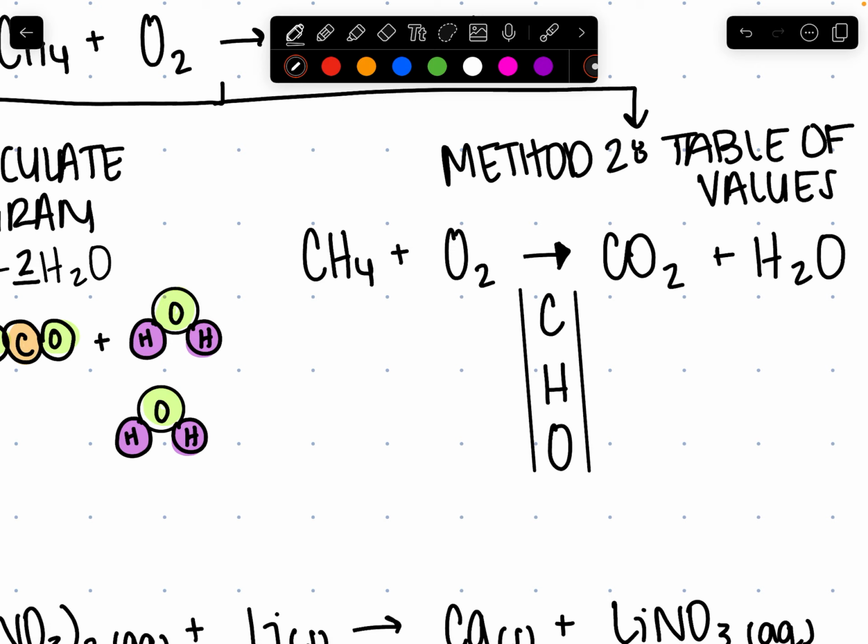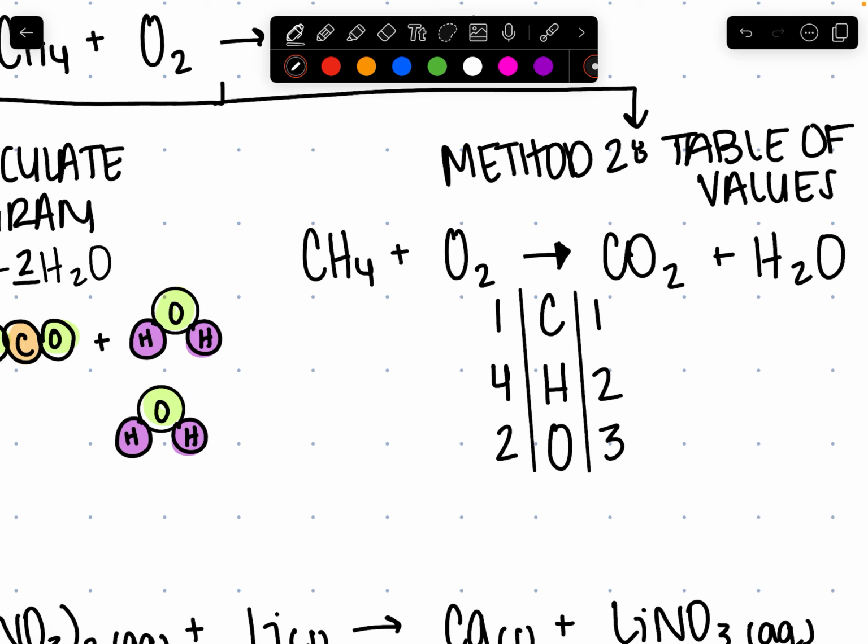Next up, I'm going to count up how many of each atom that I have. So I've got 1 carbon on the left, and I've got 1 carbon on the right. I've got 4 hydrogens on the left, 2 hydrogens on the right, 2 oxygens on the left, and 3 oxygens on the right here. Okay, now we take a look at what's not balanced. Carbons are looking okay for right now, so let's do hydrogens.